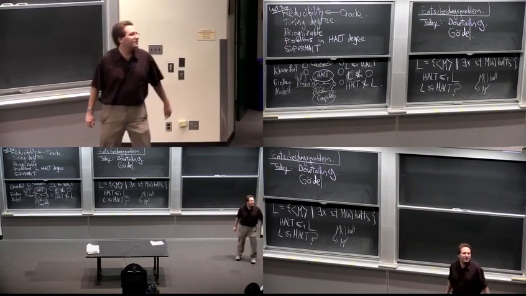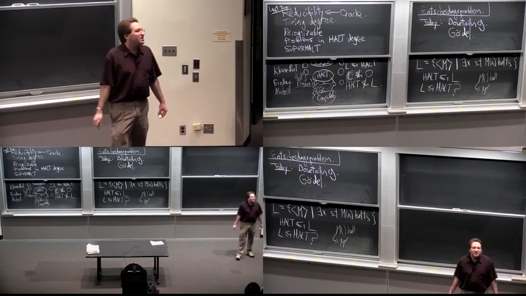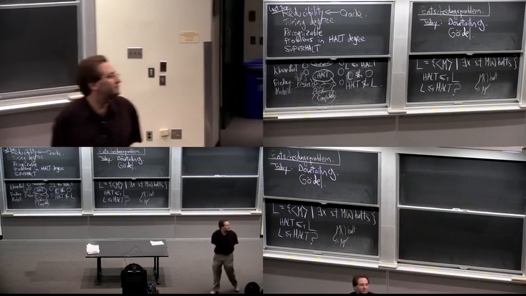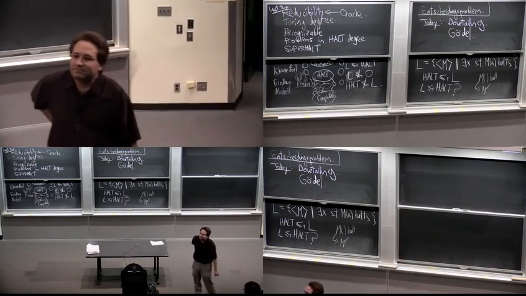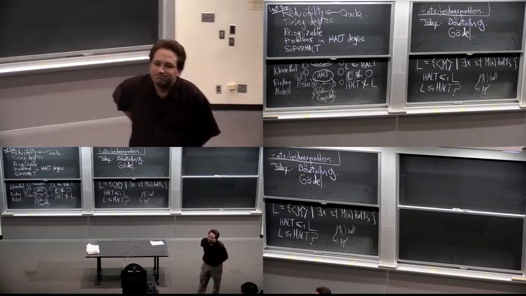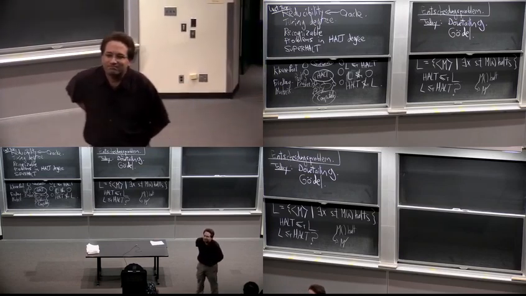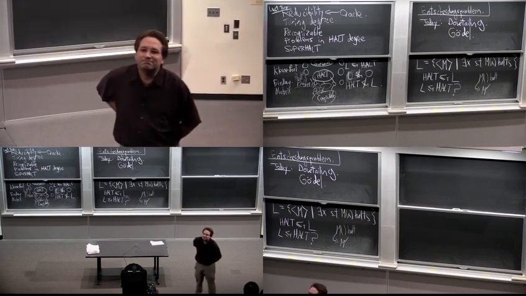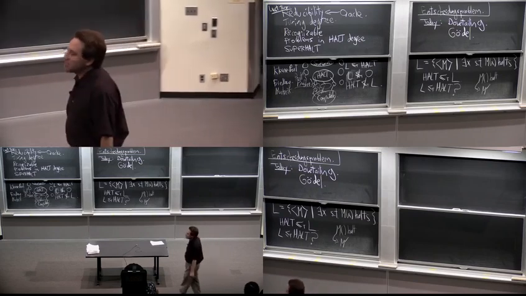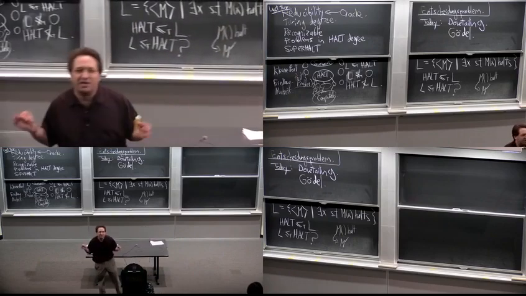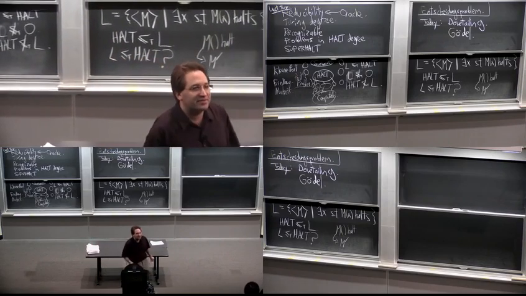Can anyone think of how to do that? I mean, yeah, I guess you could make it go through every single possible input, and then halt when one of them accepts or rejects. Yeah, in some sense, that's on the right track. We've got to be a little careful about how we do it, right?